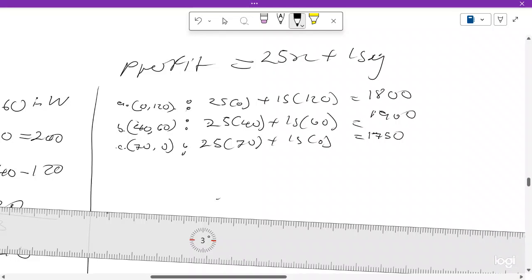Okay, then the optimum solution, now we say the optimum solution is this one, and it yields the highest profit. The optimum solution is that one because it yields the highest profit. All right, so now we're gonna move right along.